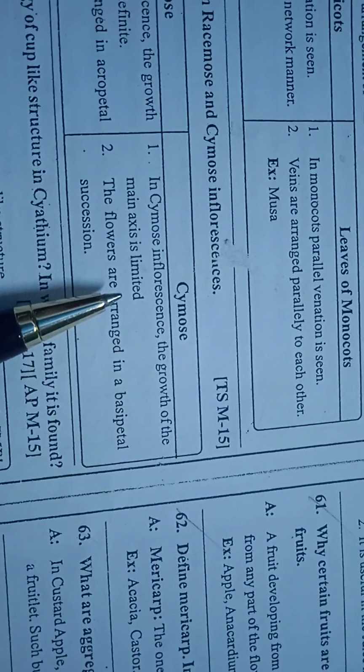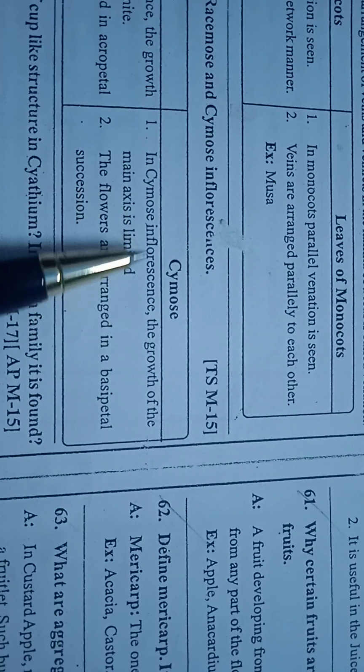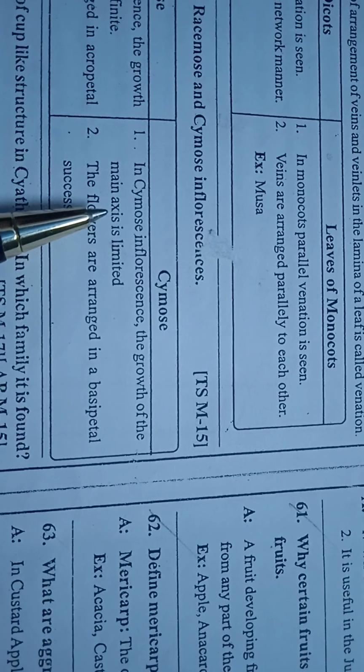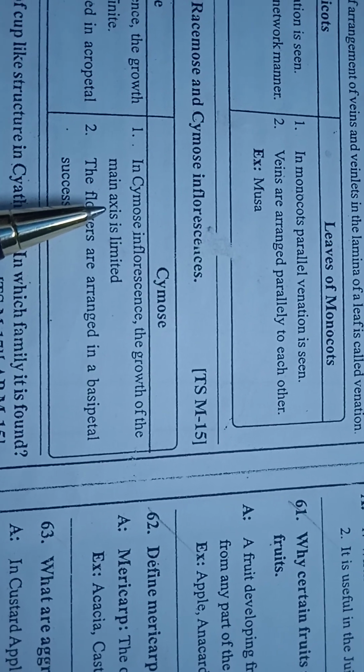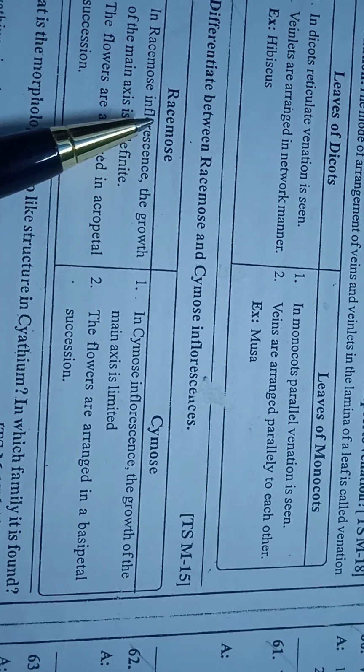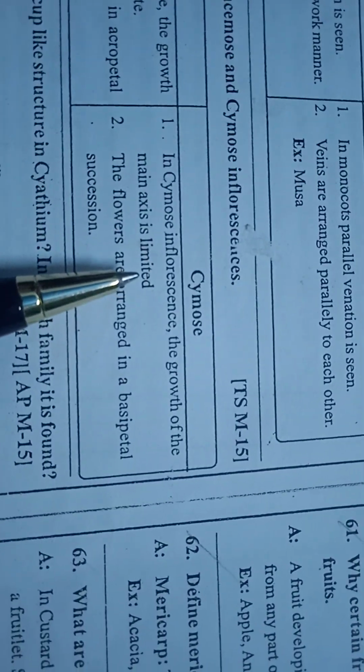Yes, see, cymose. In cymose inflorescence, the growth of the main axis is limited. The main axis means stem. This has a limited growth. It doesn't grow indefinitely, whereas racemose inflorescence grows indefinitely.